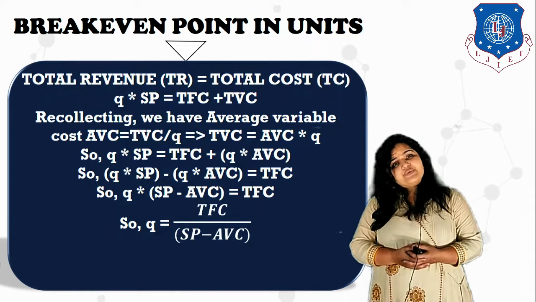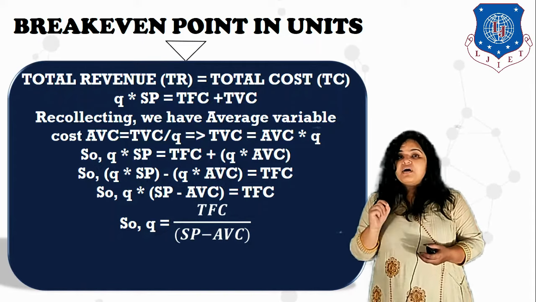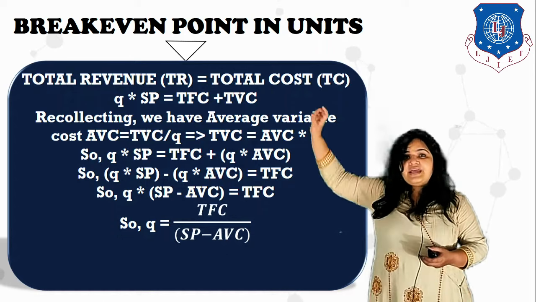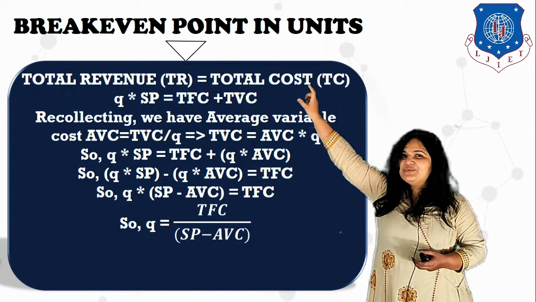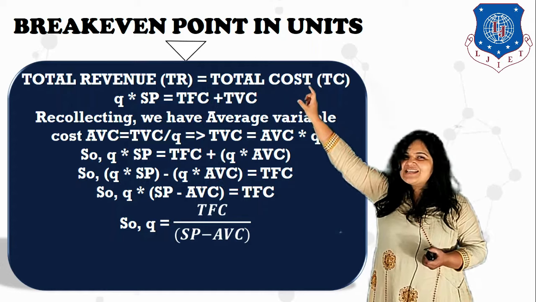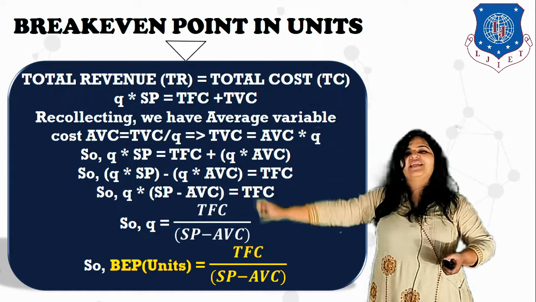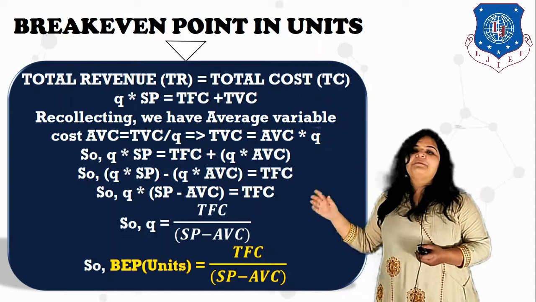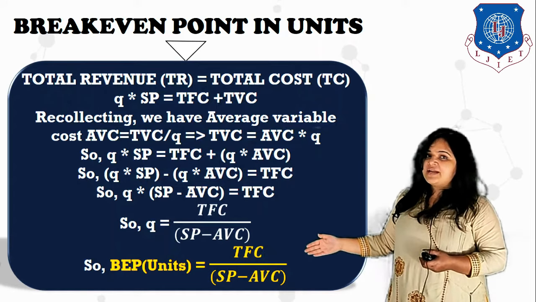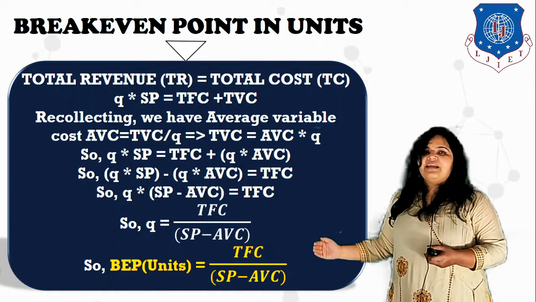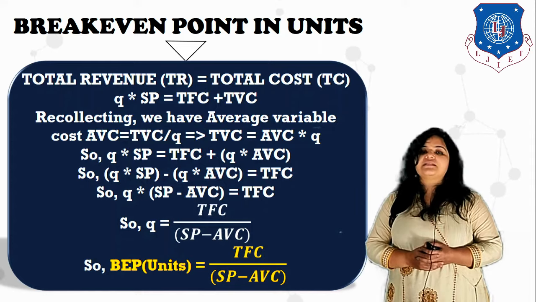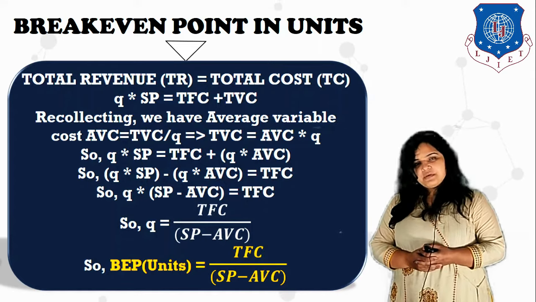What is this Q? Number of units where TR is equal to TC is known as break-even point. This is nothing but break-even point in terms of units, which is TFC divided by SP minus AVC. Remember this formula.